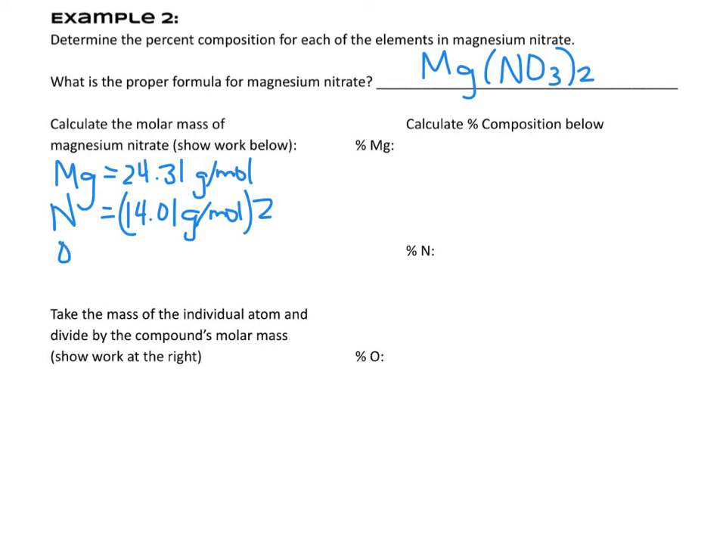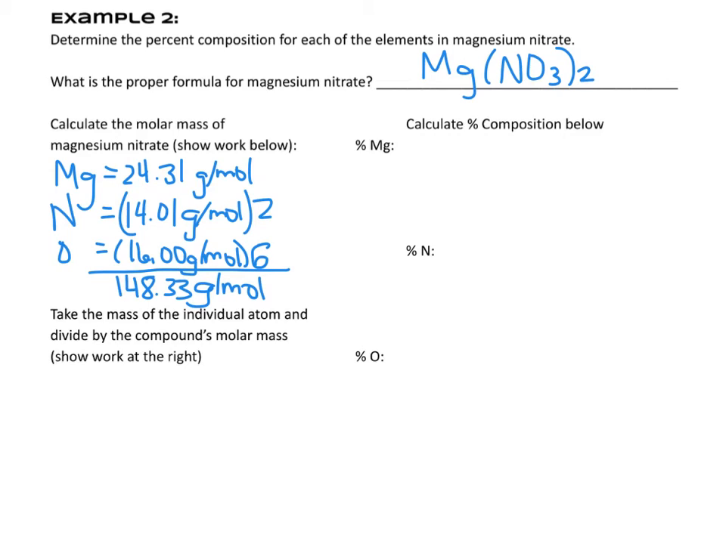And for oxygen, remember that the 2 on the outside and then the 3 on the inside of the parentheses means that there are 6 total. So you're going to be multiplying 16 by 6. Okay, when you do that math, you end up getting a total of 148.33 grams per mole for magnesium nitrate. Okay, so that's going to be your total or your whole for the percent composition of each element.